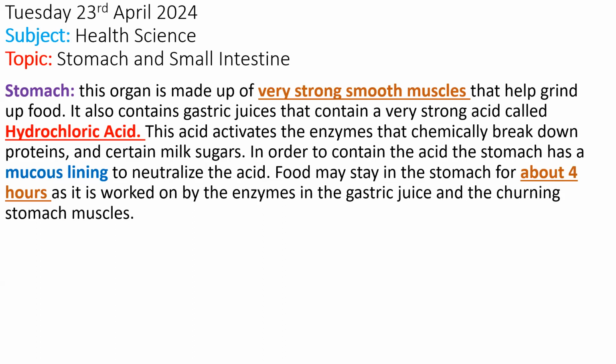Okay, so food may stay in the stomach for about 4 hours as it is worked on by the enzymes in the gastric juice and the churning stomach muscles. Okay, next up.